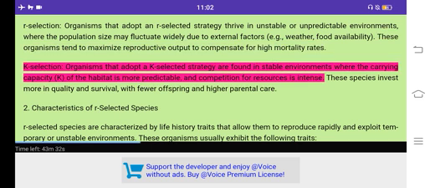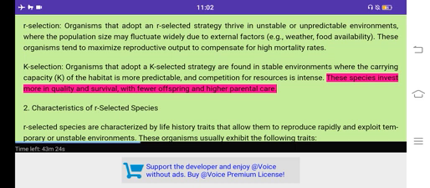K-selection. Organisms that adopt a K-selected strategy are found in stable environments where the carrying capacity, K, of the habitat is more predictable, and competition for resources is intense. These species invest more in quality and survival, with fewer offspring and higher parental care.